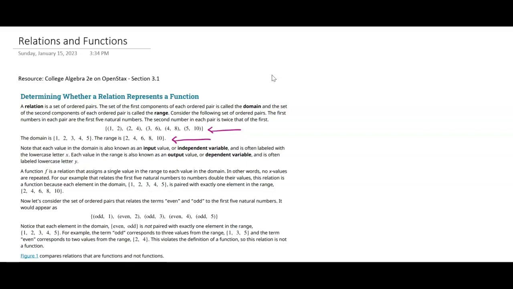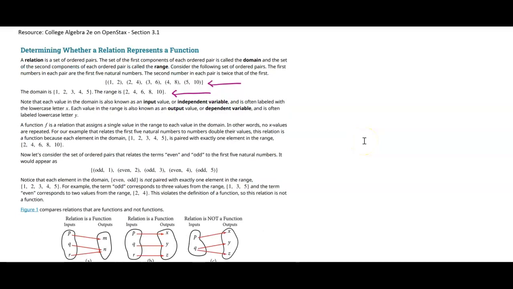The domain is the first piece: 1, 2, 3, 4, and 5. The range is the second piece: 2, 4, 6, 8, and 10. We can also call the domain the input or independent variable, and a lot of times we call that our x. If we graph, that's going to go on our x-axis. If we look at outputs, that's the same thing as the range, and a lot of times that's our y. If we graph, that's going to go on our y-axis.